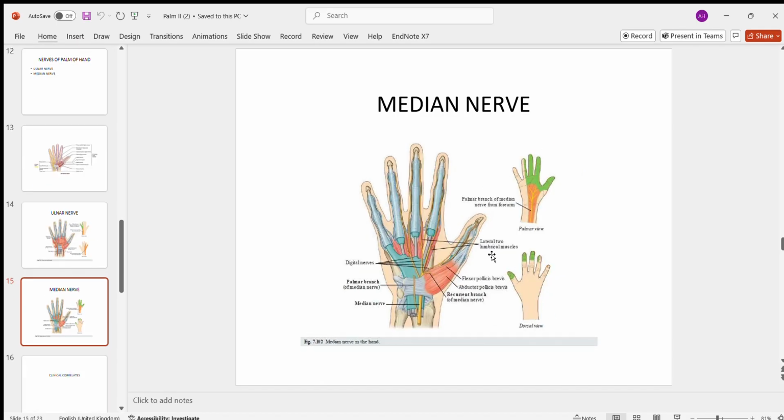The median nerve supplies cutaneous supply to the lateral 3.5 fingers and palm, plus the nail beds on the dorsum as well. The muscles which are supplied by the median nerve are the muscles of the thenar eminence, which are the flexor pollicis brevis, abductor pollicis brevis, and the opponens pollicis. Plus, it supplies the first and second lumbrical muscles. So this is the supply of the median nerve.